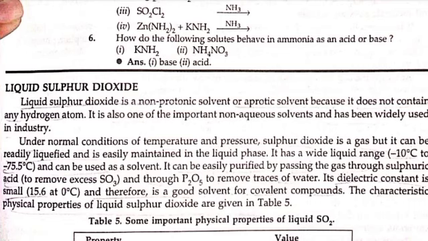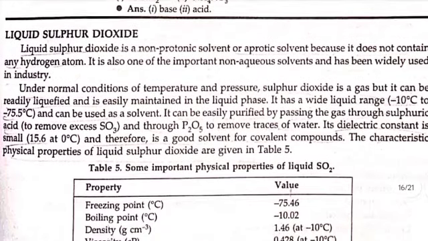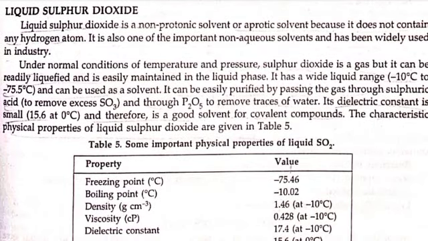Liquid sulfur dioxide. Liquid sulfur dioxide is a non-protonic or aprotic solvent because it does not contain any hydrogen atom. It is also one of the most important non-aqueous solvents and has been widely used in industry. Under normal conditions of temperature and pressure, sulfur dioxide is a gas, but it can be readily liquefied and easily maintained in the liquid phase. It has a wide liquid range and can be used as a solvent.